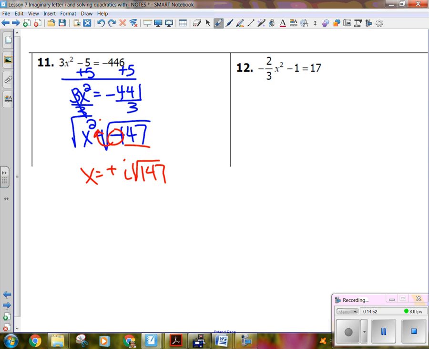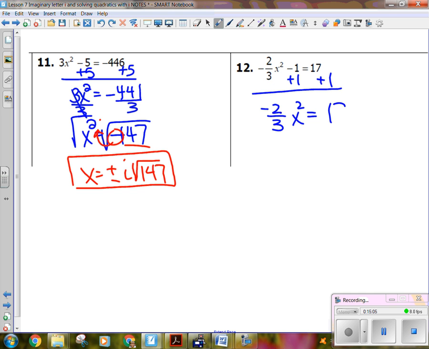X is equal to plus or minus i times the square root of 144. Number 12, first thing I want to do, and I notice I have a fraction. I can deal with that. Negative 2/3 x squared is equal to, I believe, 18.